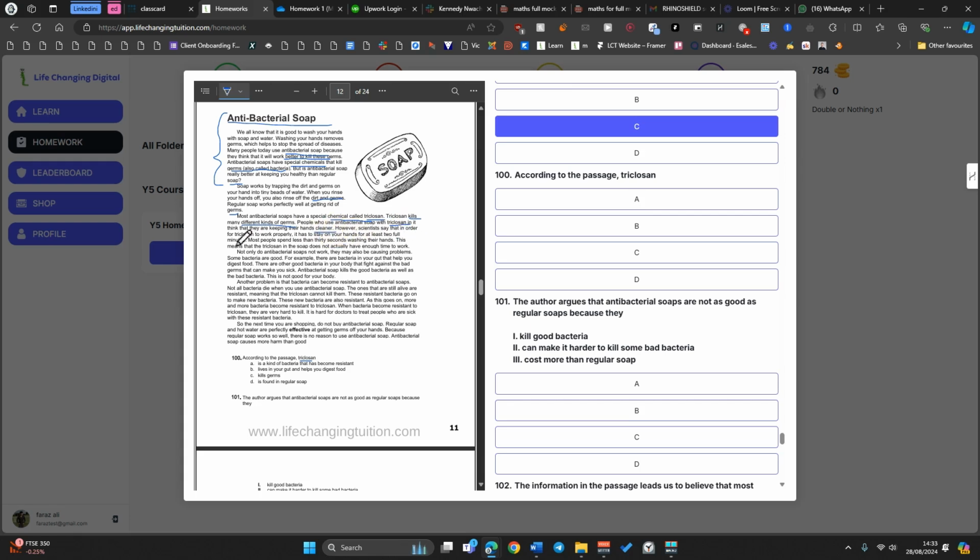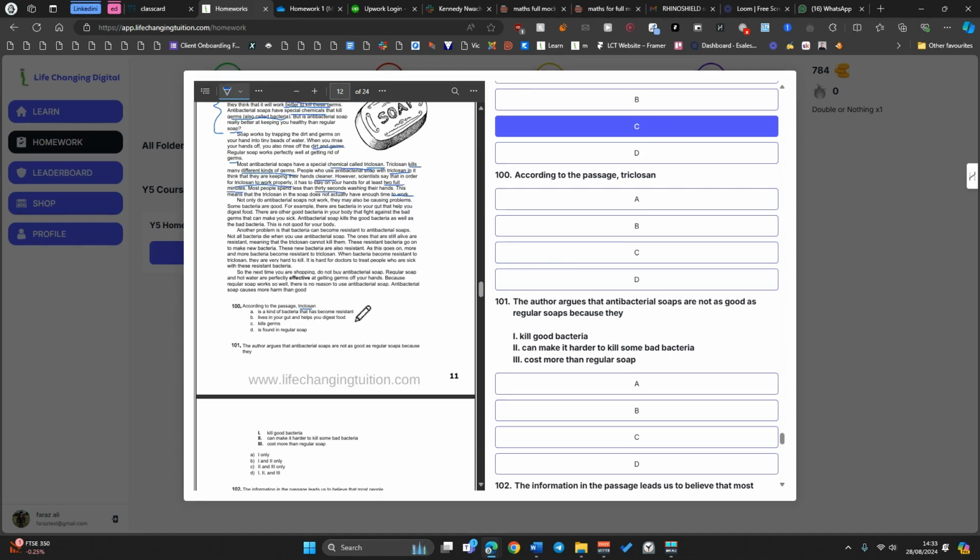However, scientists say that in order for triclosan to work properly, it also has to stay on your hands for at least 2 full minutes. Most people spend less than 30 seconds washing their hands. This means that triclosan in the soap does not actually have enough time to work.